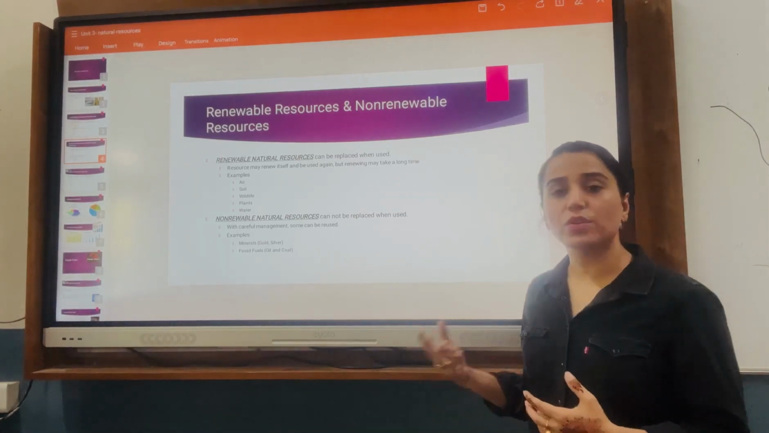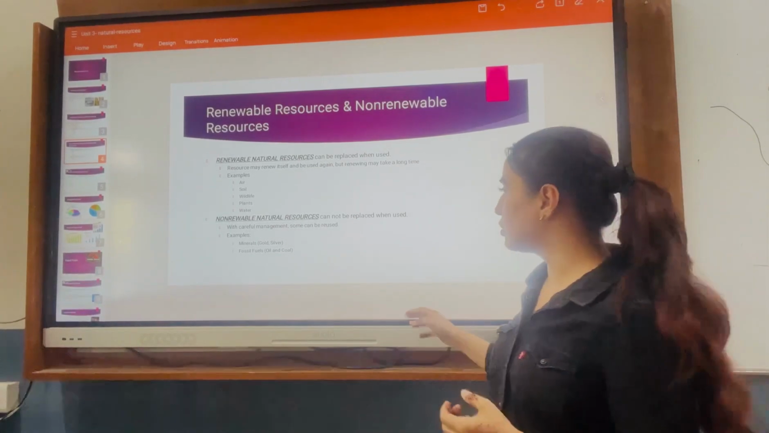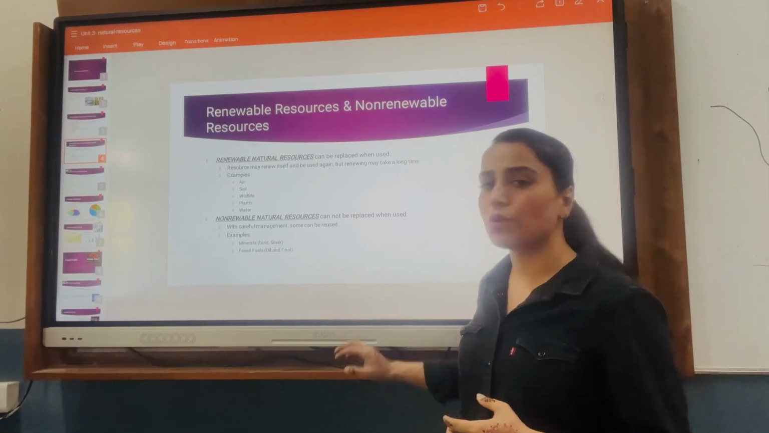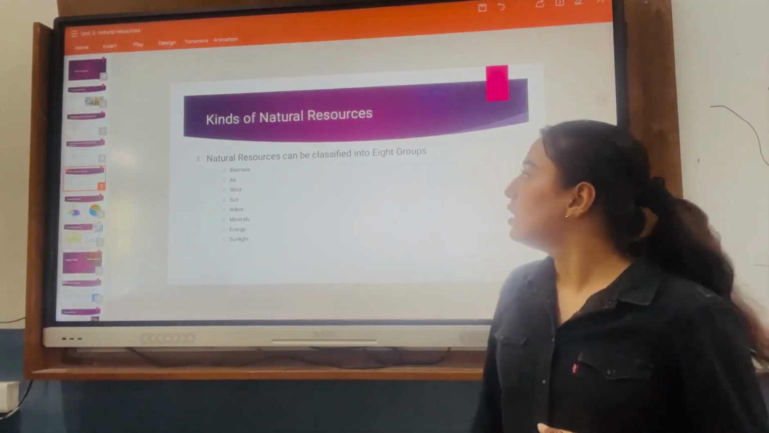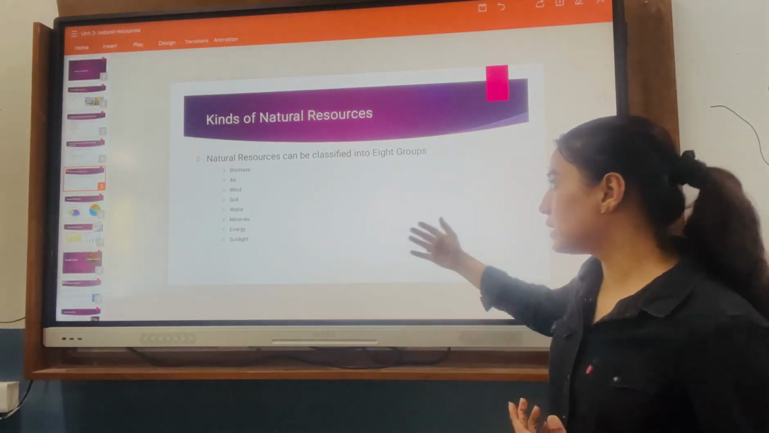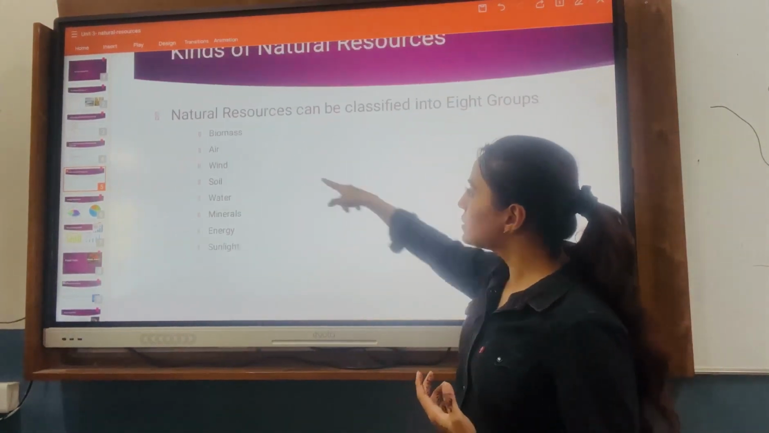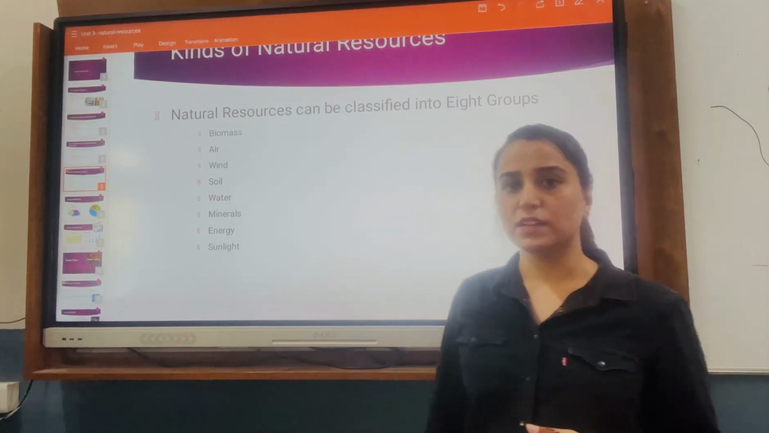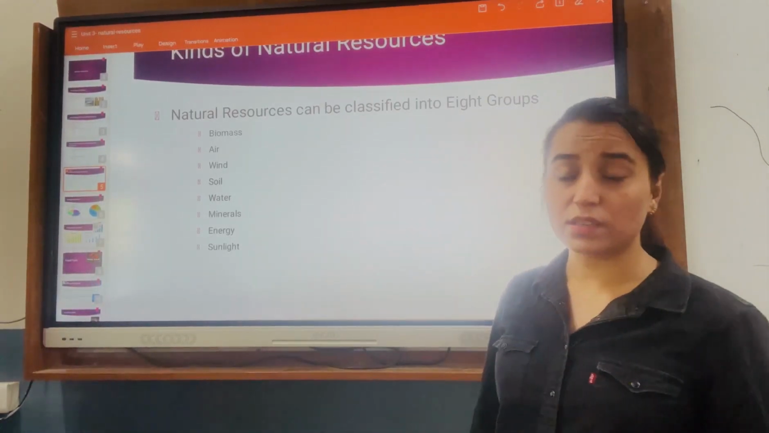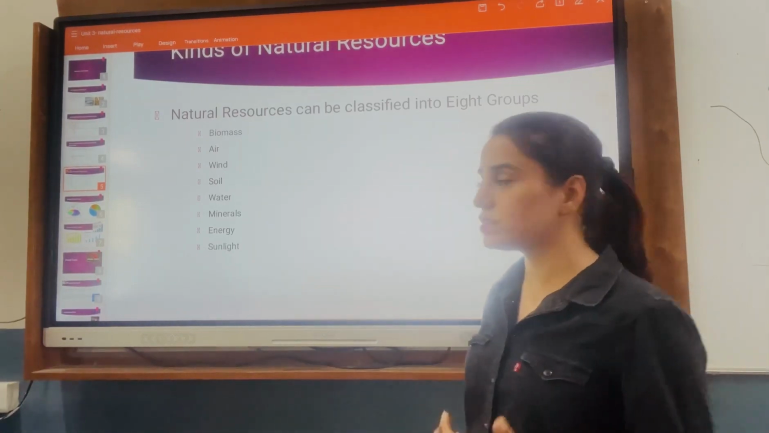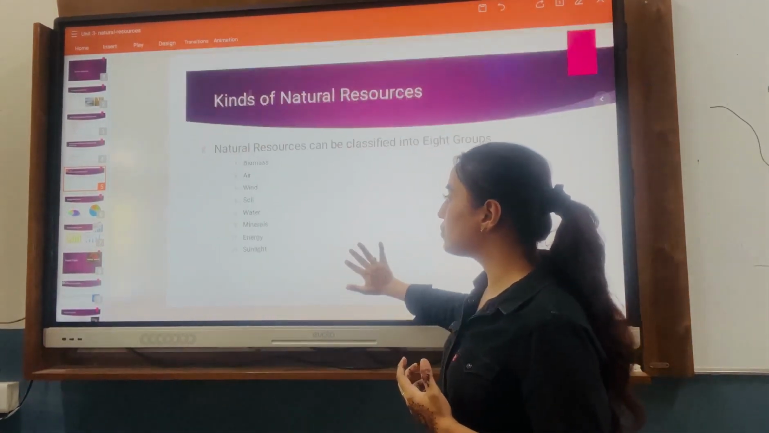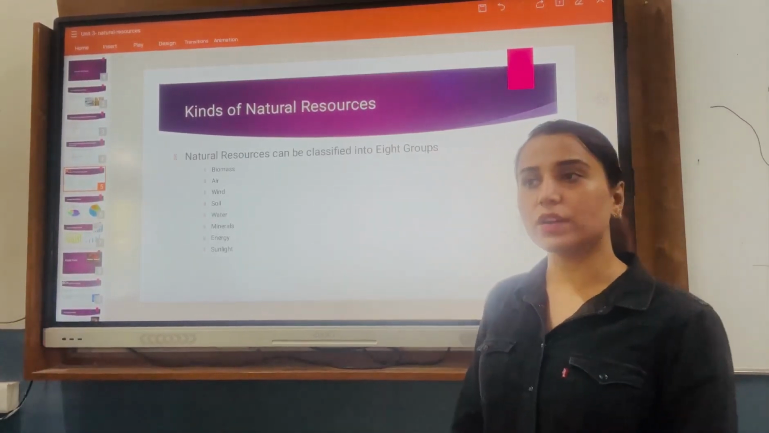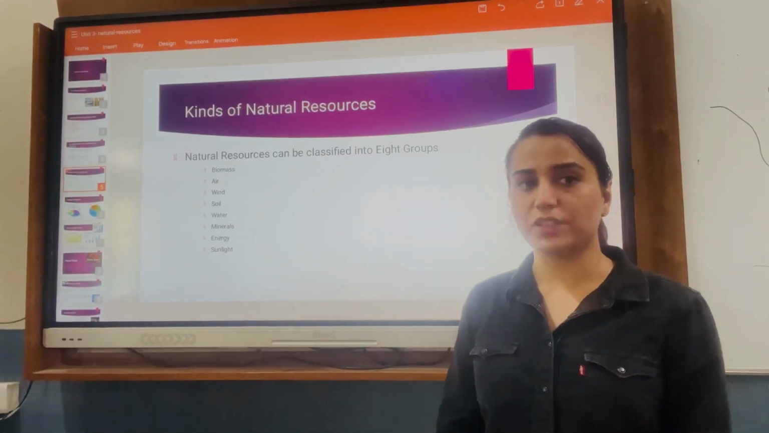Non-renewable natural resources are those that cannot be replaced after one use. With careful management, some can still be used. Examples are minerals, fossil fuels, oil and coal. Kinds of natural resources: these are a few examples. We have biomass, air, wind, soil, water, minerals, energy and sunlight. Most of these are inorganic, and some could be organic as well, such as wildlife and vegetation.